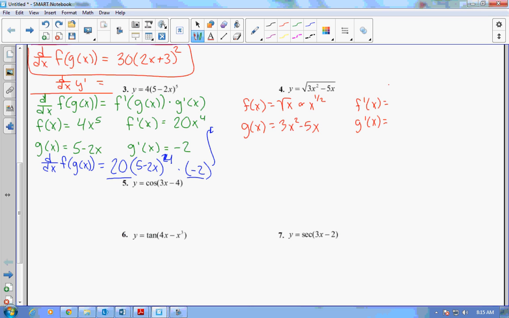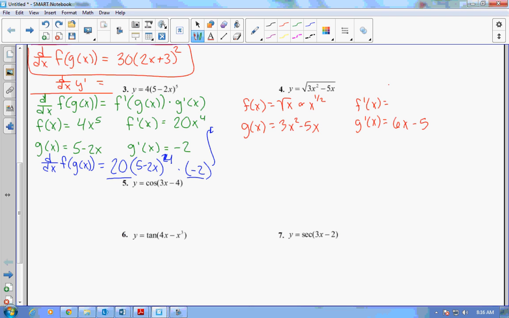Okay, so this one, we bring down the 1/2. Then it'll be x to the 1/2 minus 1, which I'm going to put as negative 1/2. Okay, so there's a little bit more on that one. Good, okay. You got those right. Now I'll start plugging them in. F prime of g times g prime. Now, okay, f prime's the hard guy. I think we're all getting g prime. G prime is 6x minus 5.